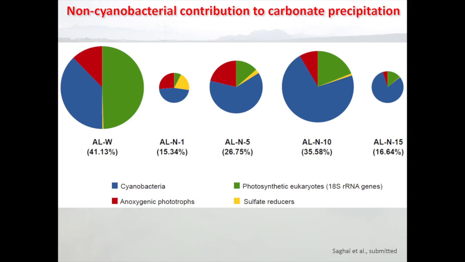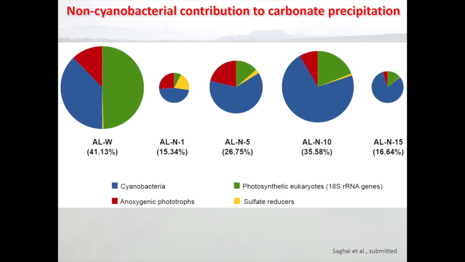So now I told you that there are several metabolisms that promote carbonate precipitation in principle. We look for microorganisms or genes belonging to those types of metabolisms in our data set. And the thing is that between 15 and 40% of all the sequences that we got correspond to these organisms that have a potential for carbonate precipitation. So this means that most of the microbial community do not promote precipitation, okay?